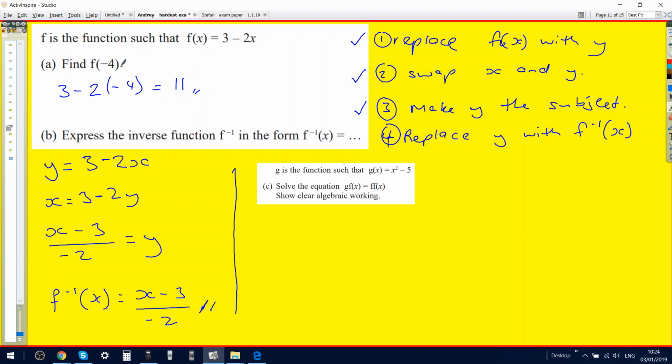So this one, it's just substitution. Functions is just substitution. Yes, this one, inverse function. So this will always work: replace the f of x with y, swap x and y, make y the subject, and then replace y with f inverse of x. Just makes it a bit simpler.